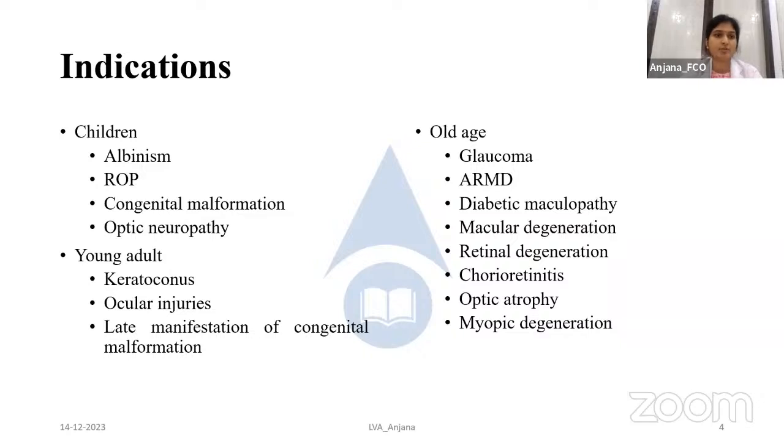These are the causes of low vision in children, young adults, and old age. In children, the affecting diseases are albinism, ROP, congenital malformation, and optic neuropathy. In young adults, the affecting diseases are keratoconus, ocular injuries, and late manifestation of congenital malformation. In old age, the affecting diseases are glaucoma, age-related macular degeneration, diabetic maculopathy, retinal degeneration, chorioretinitis, optic atrophy, and myopic degeneration.